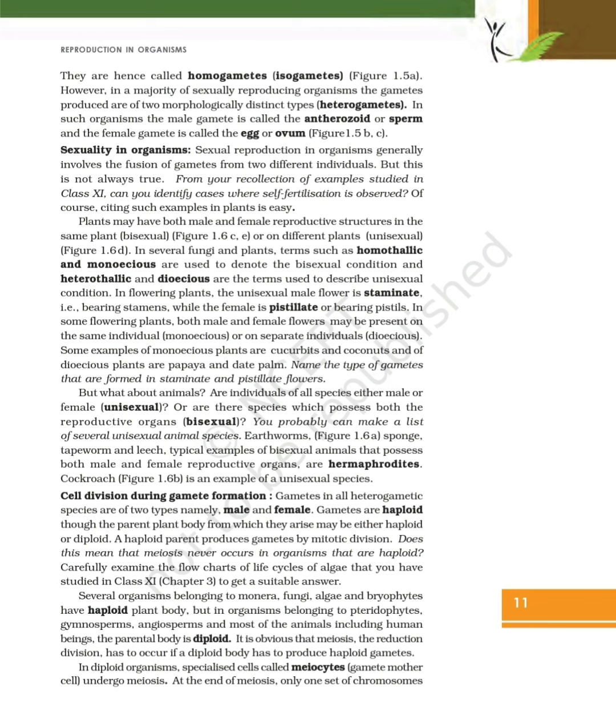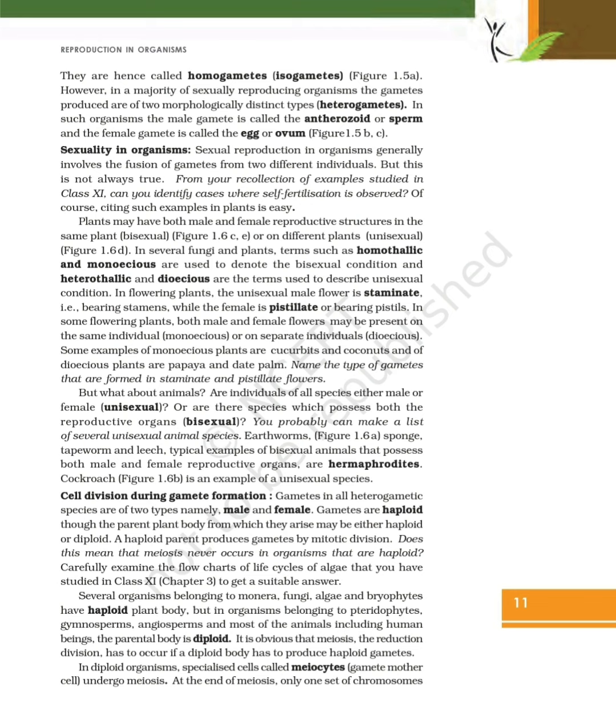Carefully examine the flowchart of life cycles of algae that you have studied in class 11, that is chapter 3, to get a suitable answer. Several organisms belonging to Monera, fungi, algae, and bryophytes have haploid plant body, but in organisms belonging to pteridophytes, gymnosperms, angiosperms, and most of the animals including human beings, the parental body is diploid.